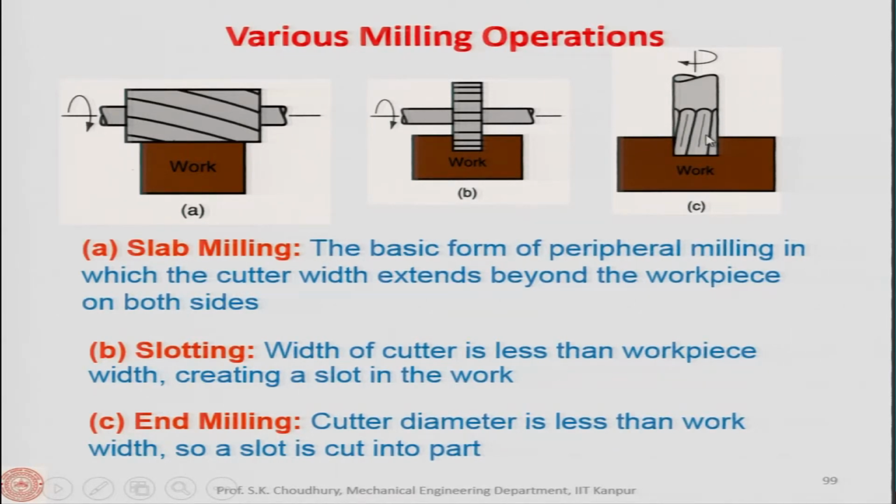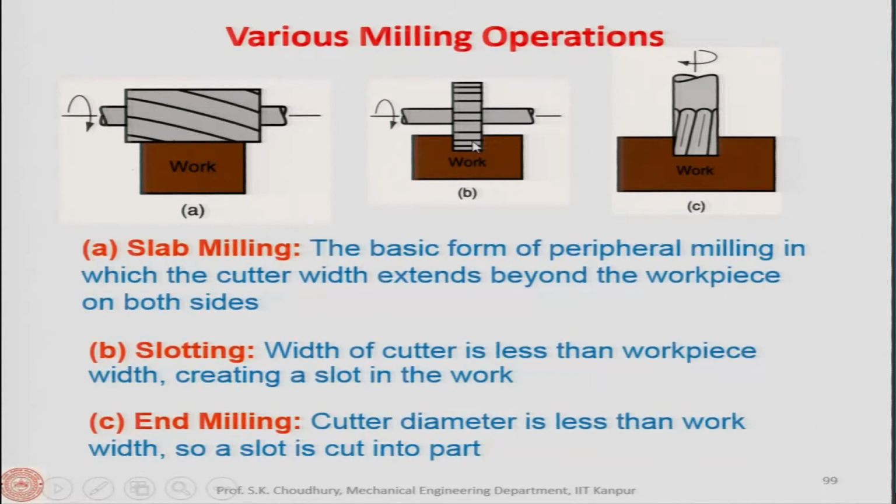These end milling cutters are very popularly used in practice for making grooves or making contours, for example. Similarly, the slotting operation can also be made by a milling cutter, but the cutter is different. Here, of course, it is horizontal milling and this is vertical milling.